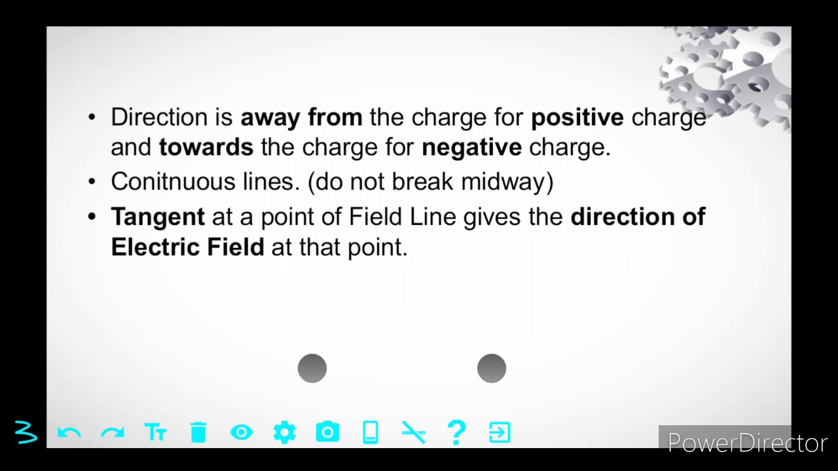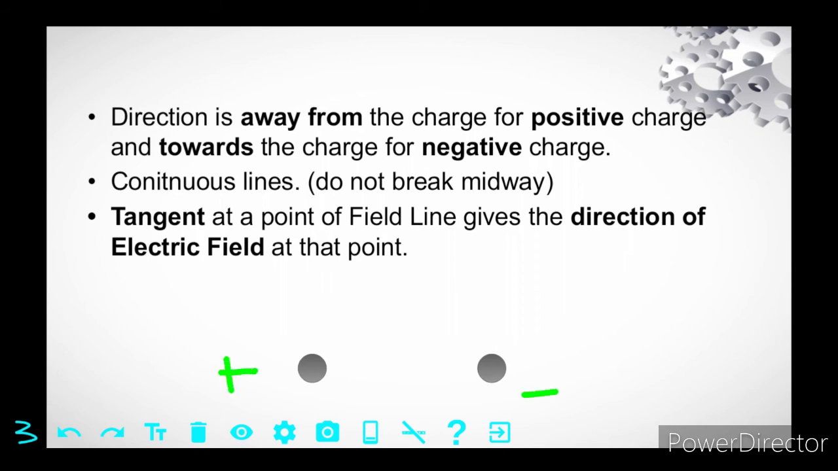Another property is that electric field lines are continuous lines. They do not break in the midway. Electric field lines have to be continuous. This is correct. Then the third point is that the tangent at a point of a field line gives the direction of the electric field at that point.